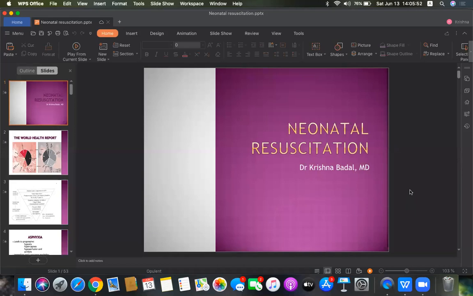Neonates are the babies who are just born, up to 28 days of life. And resuscitation means if they are born with some problem, for example, they are not breathing, their heart rate is too slow, their color is blue or very pale, or they are not moving, they are very hypotonic, then we need to resuscitate them to bring them back to normal life. Probably we give some ventilation, we give oxygen, we give cardiac compression, we give medication. All these things are called resuscitation. So it has a particular pattern.